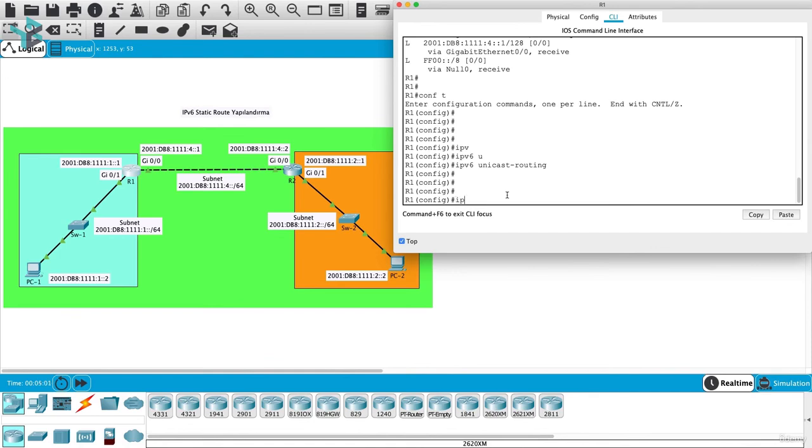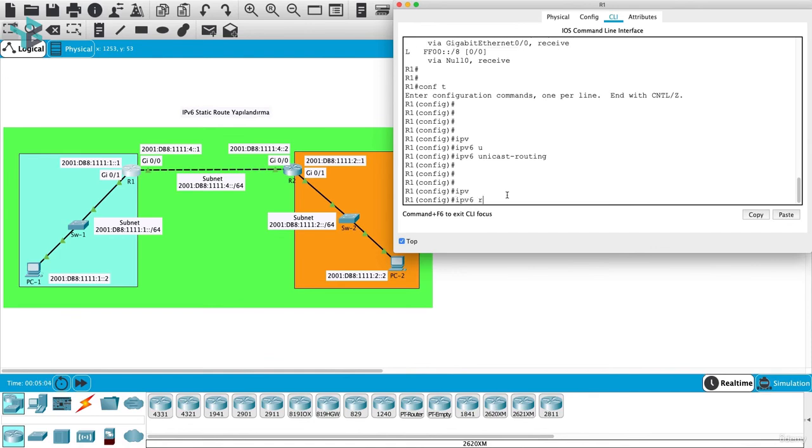Then let's write our route with the ipv6 route command. We will go to the 2001:db8:1111:2 subnet here, prefix is 64. For the next hop address, we show the address here: our next hop address is 2001:db8:1111:4::2.